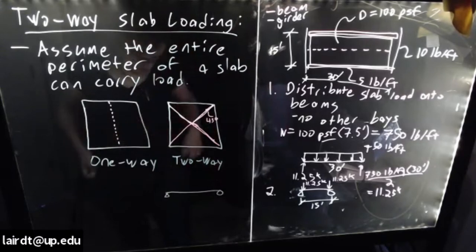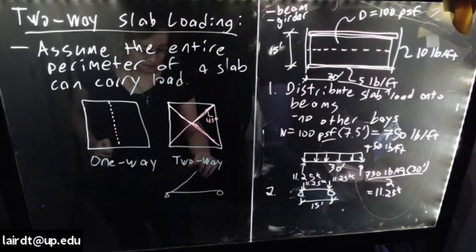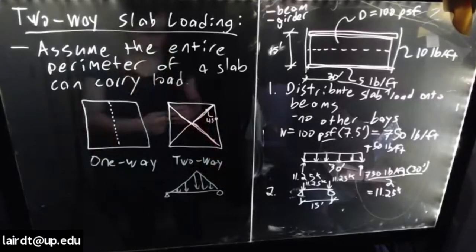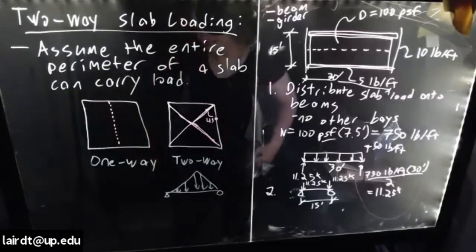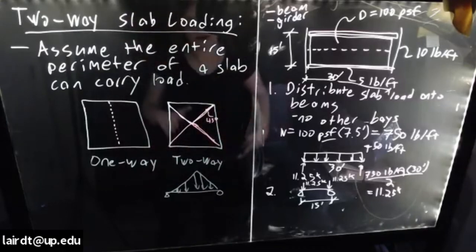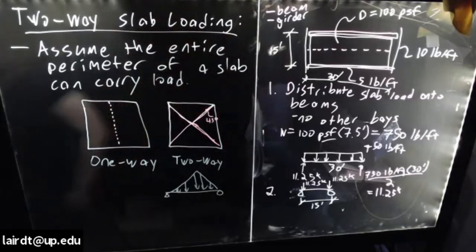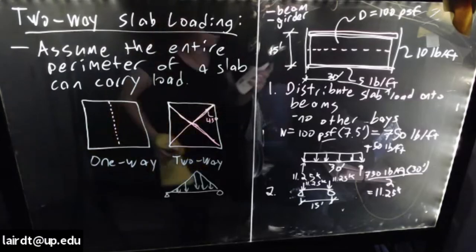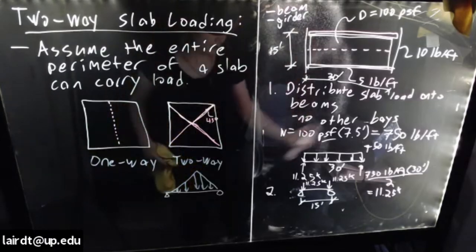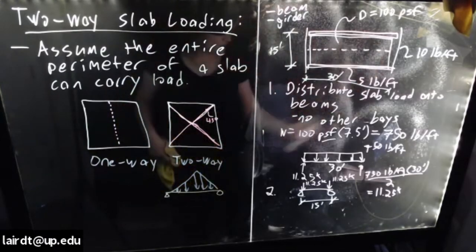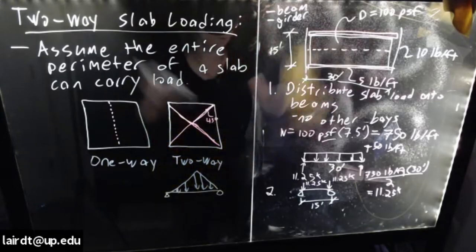So you'll end up with something kind of like this. You have a beam, and you'll end up with something like this, a triangular load. Okay, so let's look at an example of this. I want to look at how to get the load diagram for, let's start with a simple square slab first. And then after we look at square slabs, we'll look at rectangular two-way slabs, and then we'll look at how you determine whether you have a one-way slab or a two-way slab.